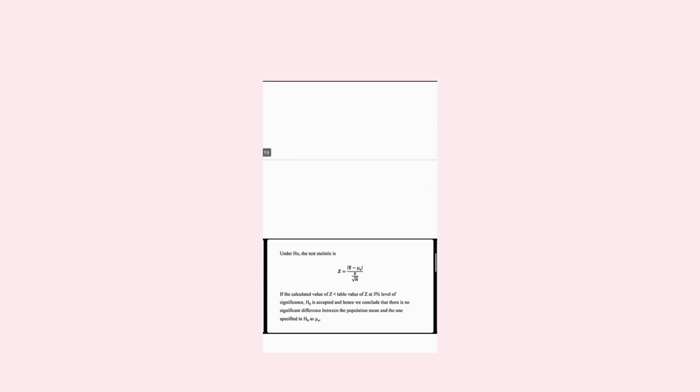Let x1 up to xn be a random sample of size n from a normal population with mean mu and variance sigma squared. Let x bar be the sample mean. Null hypothesis H0: the population mean mu is equal to a specified value mu naught. Under H0, the test statistic is Z equals the modulus of x bar minus mu naught divided by s divided by root n. If the calculated value is less than the table value of Z at the 5% level of significance, H0 is accepted. Hence, we conclude there is no significant difference between the population mean and the value specified in H0.